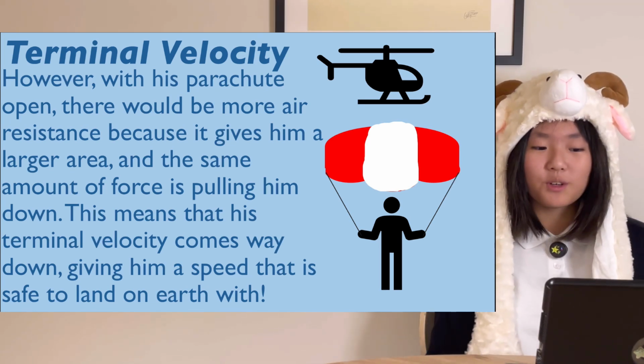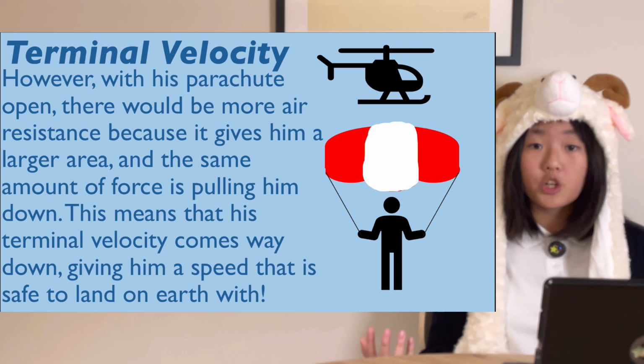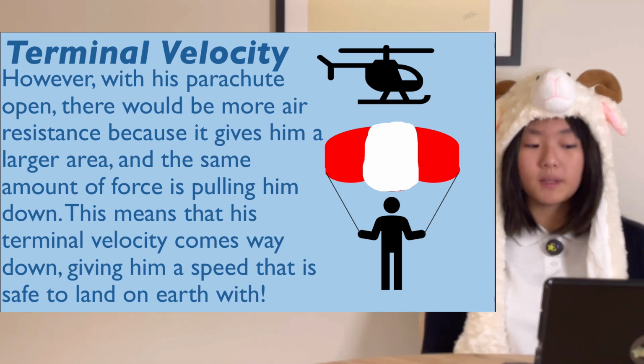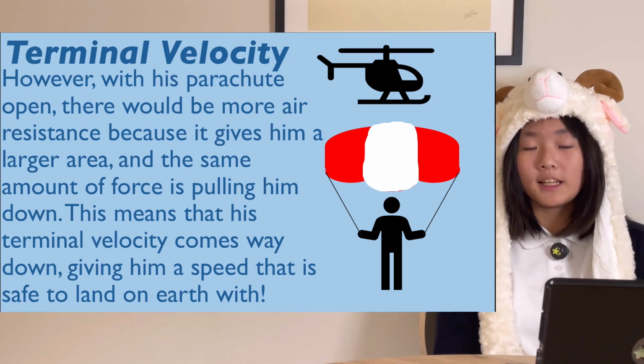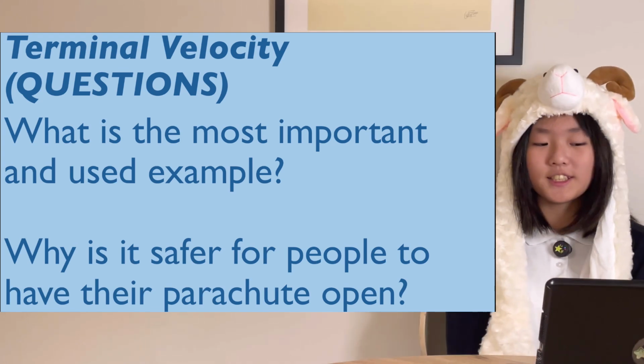However, with his parachute open, there would be more air resistance because it gives him a larger area, but the same amount of force is pulling him down. This means that his terminal velocity comes way down, giving him a speed that is safe to land on Earth with. I'll give you a few questions to test your understanding.